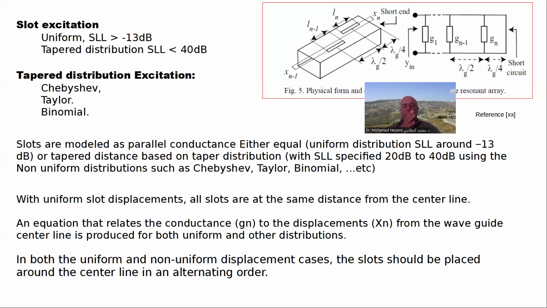Okay, so that's why the inclined feed on the back comes right in the middle of the waveguide. So you end up with one side a certain distribution of offsets, and on the other side exactly the same, a mirror of each other. So we're saying here the slots, offset from the center for the TE10 mode, are modeled as parallel conductances, either equal, which would be a uniformly distributed excitation, or tapered.